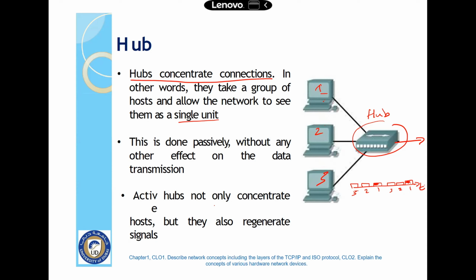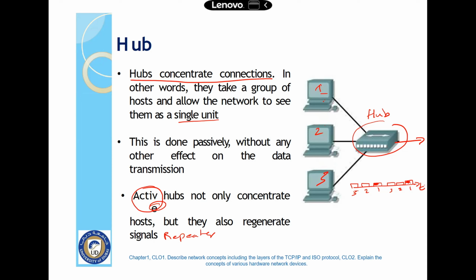Now, active hubs not only concentrate, but they also regenerate the signal. So this one has the job of the repeater. That's what they call an active hub. An active hub also has a repeater within it. It regenerates the signal. Passive hubs, how was the input?